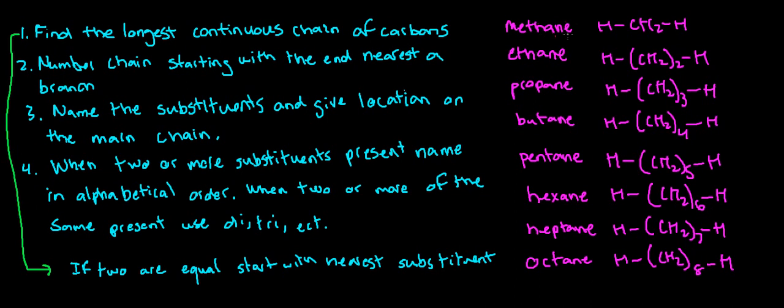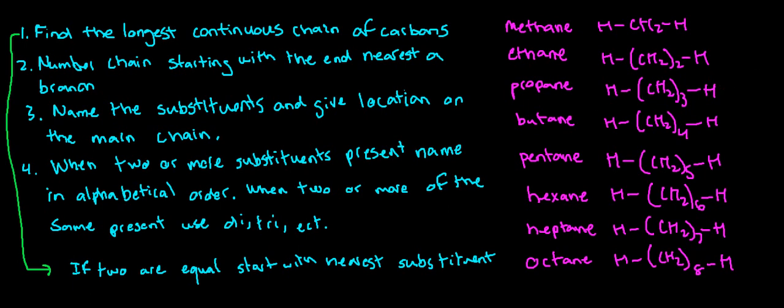For methane, it's 1 carbon. For 2 carbons, it's ethane. 3 carbons, propane. 4 carbons, butane. 5 carbons, pentane. Hexane, heptane, octane, etc. This is just 1 carbon, nothing but hydrogens bonded to it, then 2 carbons bonded to each other. The rest are hydrogens. 3 carbons bonded to each other in a row, then hydrogens, and so on.